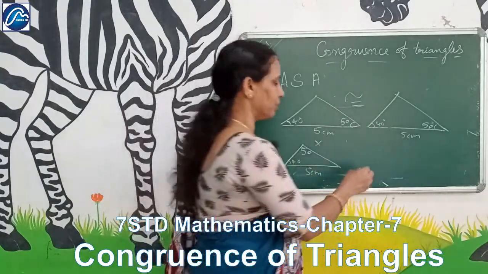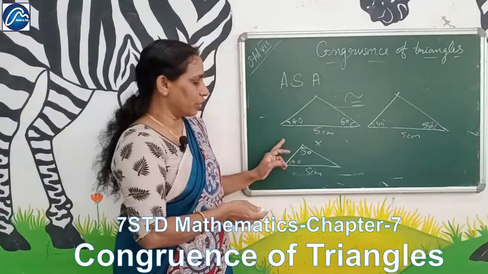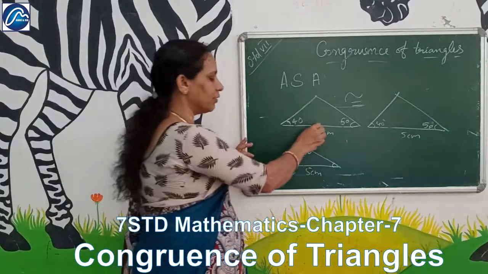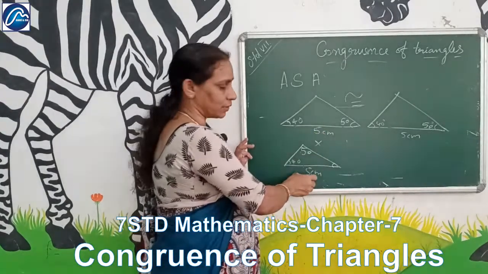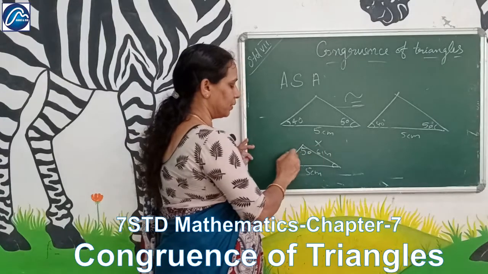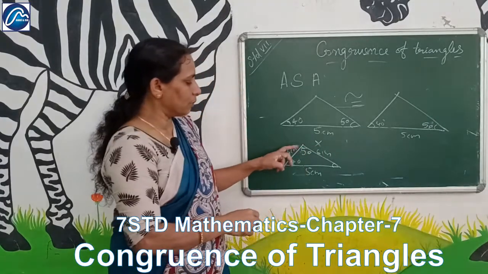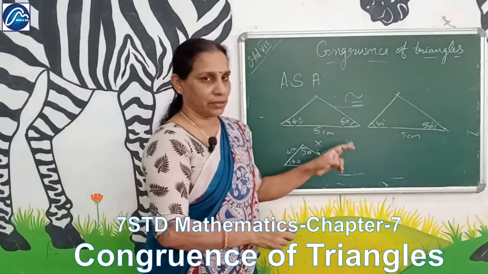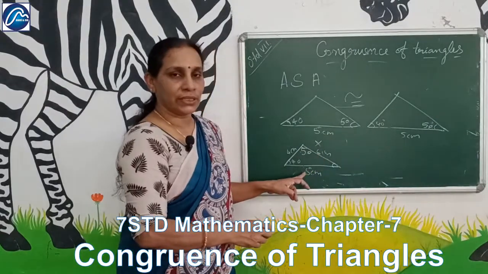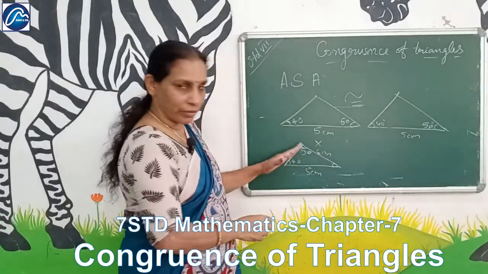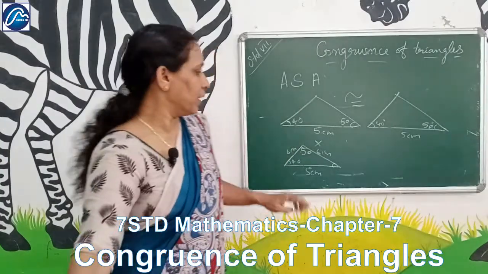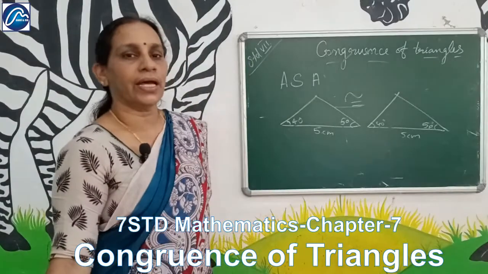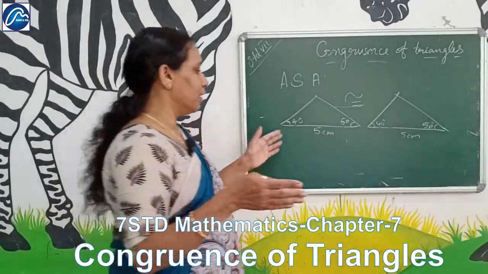I will draw in another way also. Why is this not congruent? Because of the given side, the similar sides are here. This is another measurement. This is at the end of the 5 centimeter, so it should also be 5 centimeter at the end. Already this one has 4 centimeter at the end.